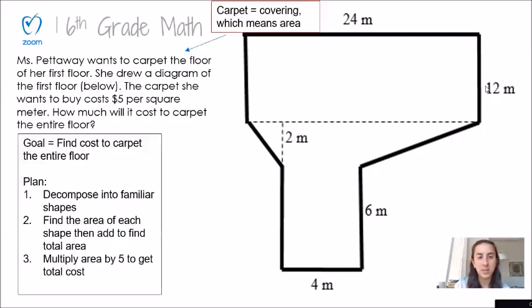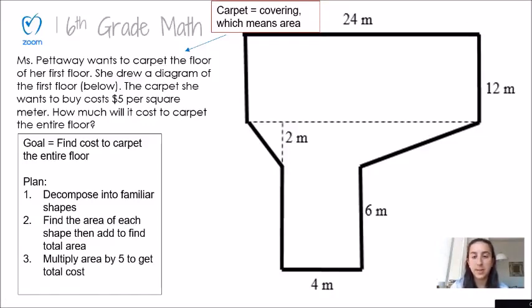When I unpacked this problem, the first thing I annotated was carpeting means I'm covering, and that means I need to find the area. Then I annotated my goal, which was to find the cost to carpet the entire floor. Then you can see the 3 steps of my plan.